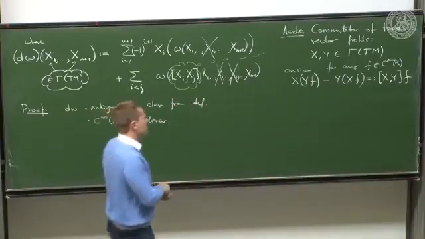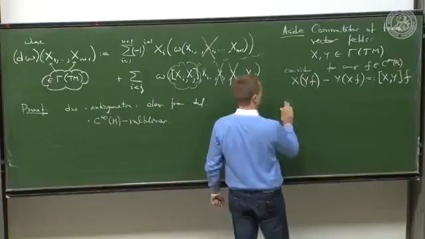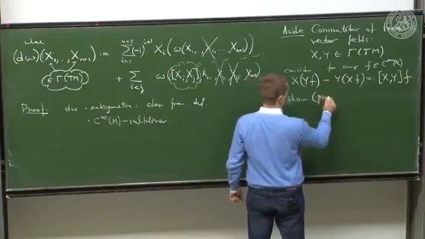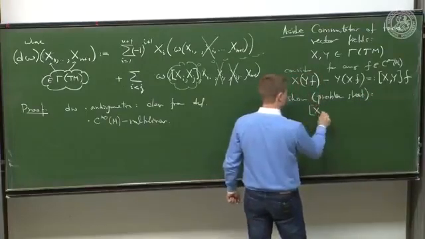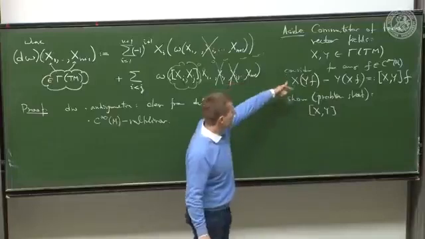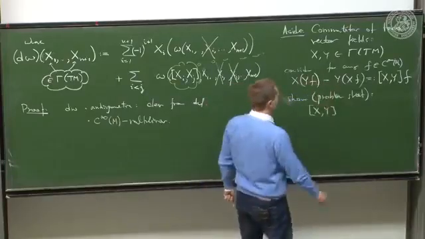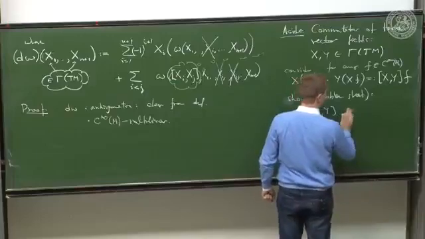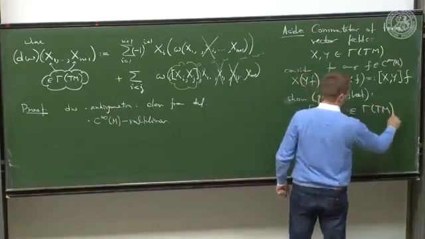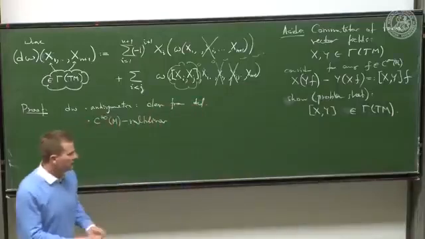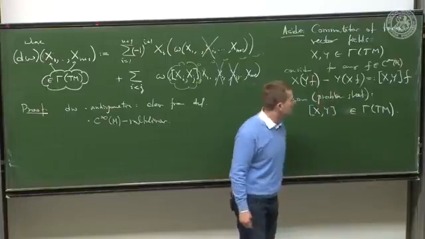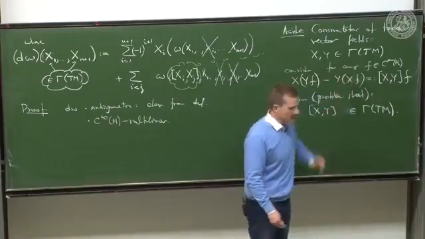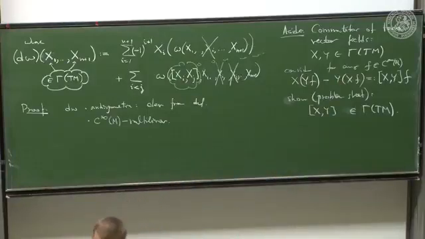And what you can show, and that's on the problem sheet, is that only this combination [X, Y], but not X after Y or Y after X, but only this combination, is again a vector field. So you can take two vector fields and construct a new vector field by taking this so-called commutator. It acts on a function and it has the C infinity multilinearity property, it's a vector field.